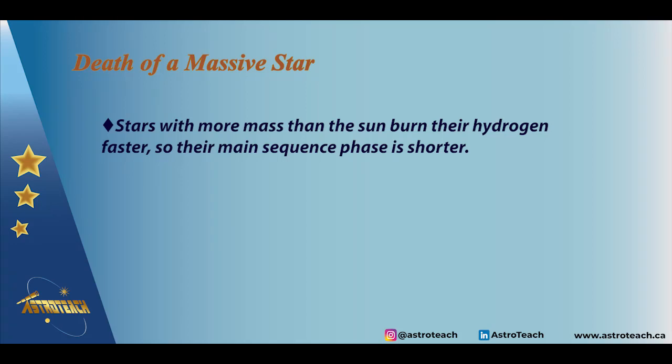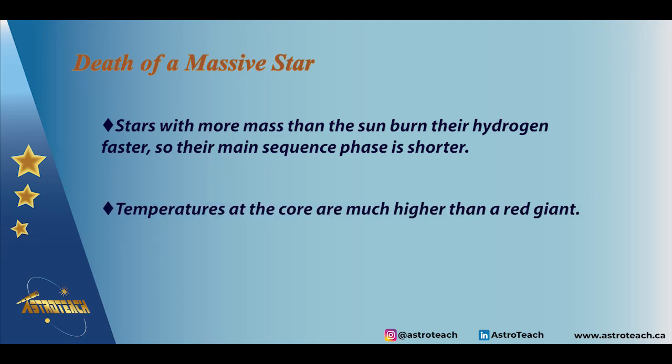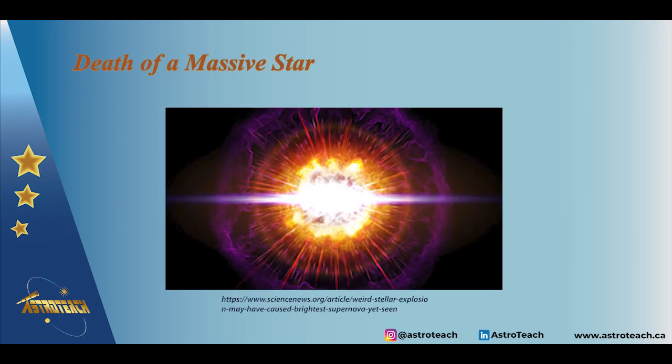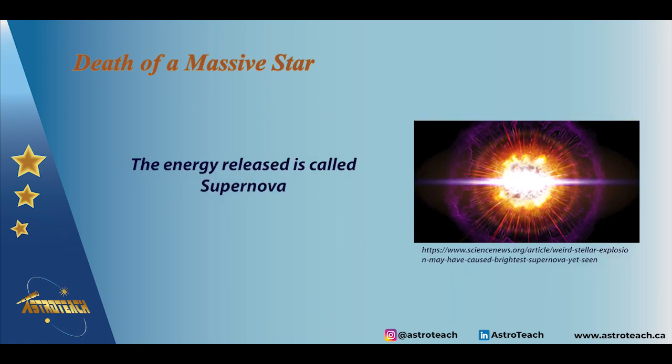When the high-mass star burns off its hydrogen, its outer layers begin to expand rapidly. Temperatures at the core are much higher than a red giant. Nuclear fusion causes elements to combine into an iron core at amazing speeds. The iron core collapses on itself under the intense gravity at very high speeds. The energy released is called supernova.